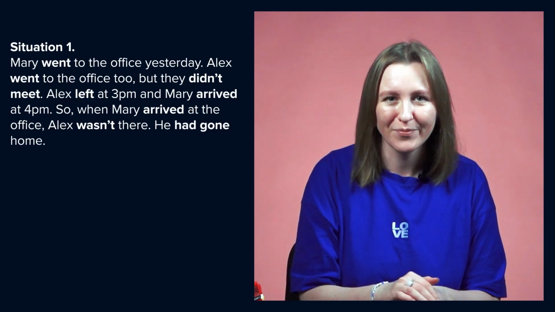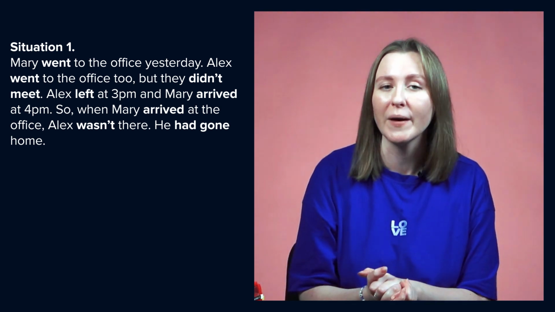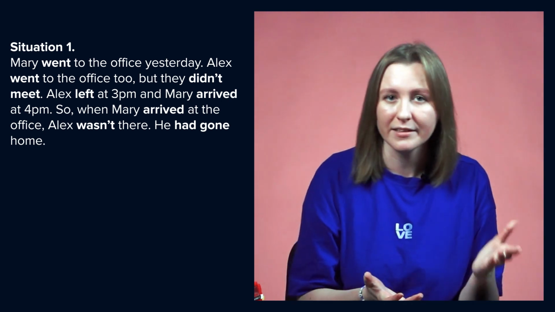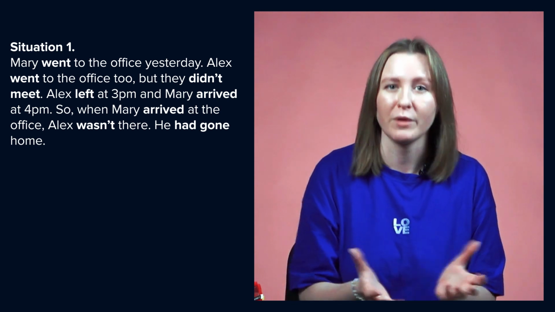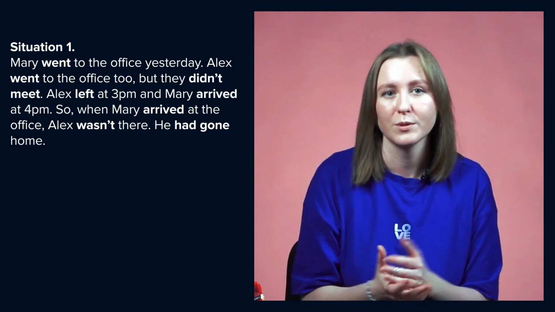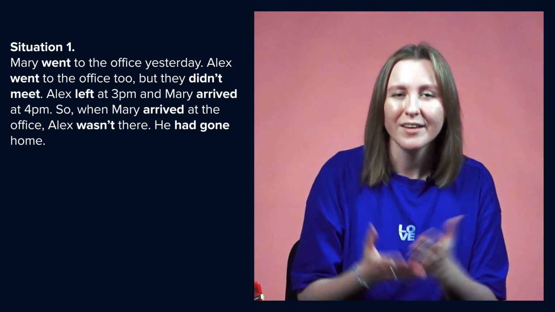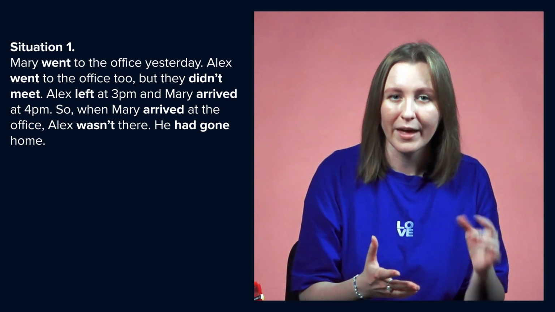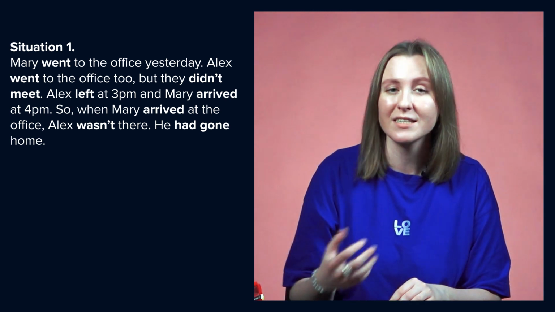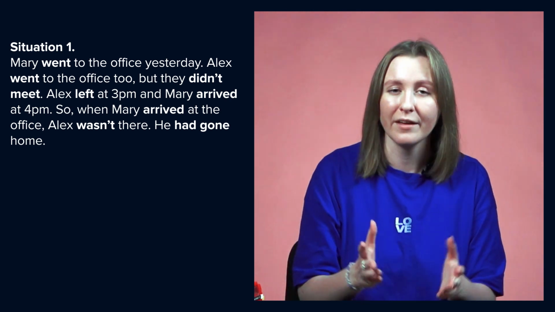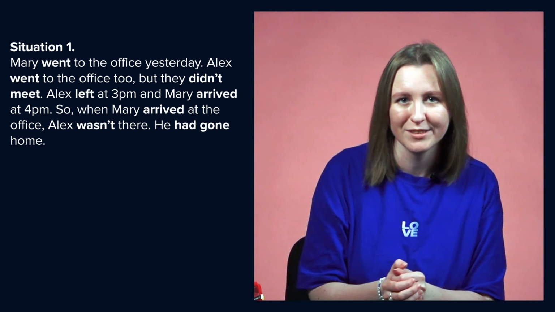Okay, situation 1. Mary went to the office yesterday. Alex went to the office too, but they didn't meet. Alex left at 3 p.m. and Mary arrived at 4 p.m. So, when Mary arrived at the office, Alex wasn't there. He had gone home. This means that Alex had gone home before Mary arrived. Mary arrived is our main action in the past, and Alex had left happened before that. That's why we use past perfect for it.